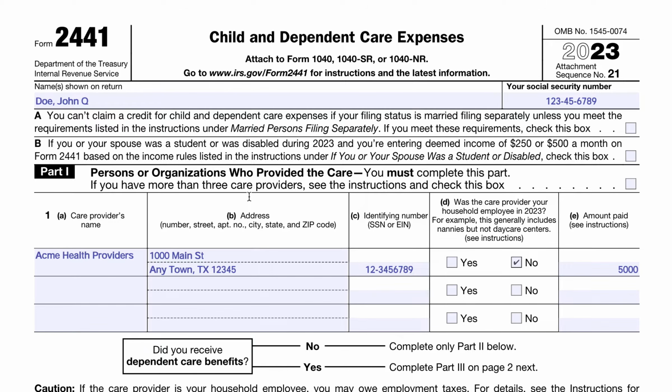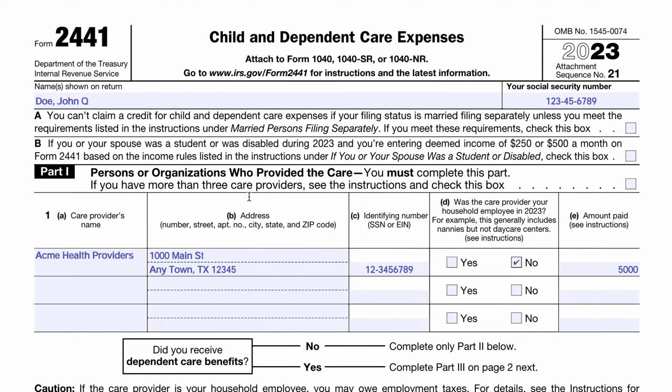One, a qualifying child under the age of 13 that you can claim as a dependent. So if the child turned 13 during the tax year, the child is a qualifying person for the portion of the year that he or she was under the age of 13. For example, if your daughter's birthday was July 1st, then your daughter would be considered a qualifying child for the first half of the year.